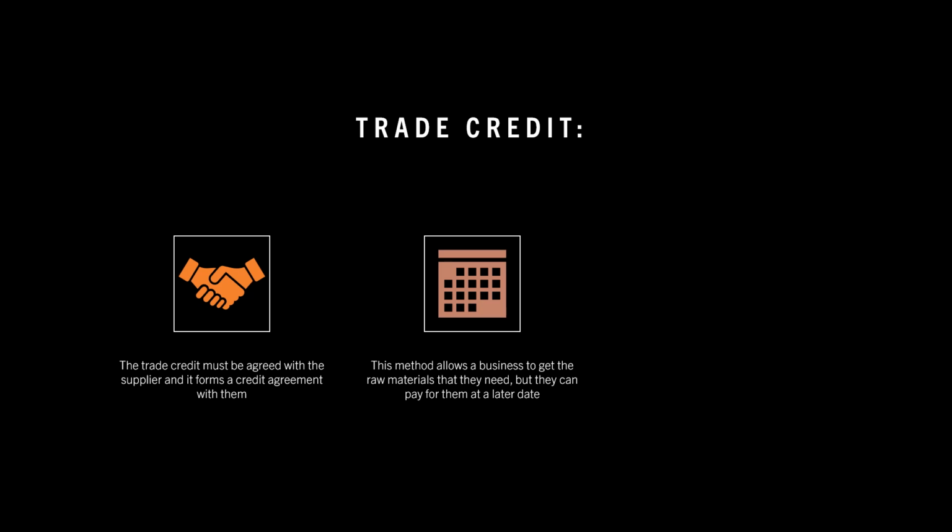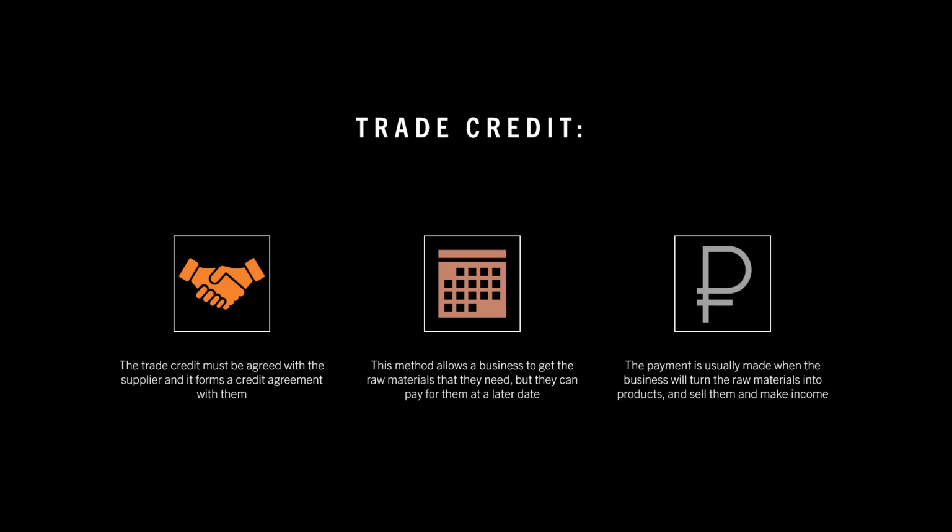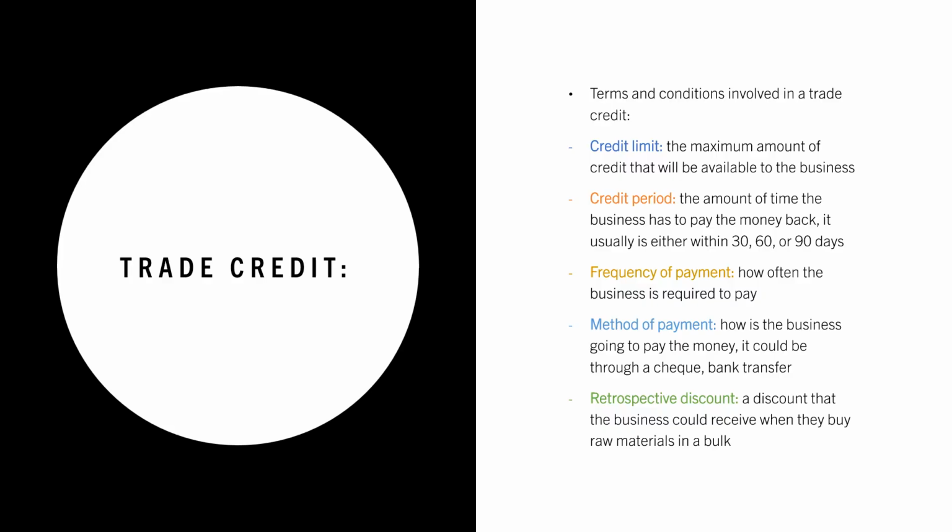Trade credit. The trade credit must be agreed with the supplier, and it forms a trade credit agreement with them. This method allows a business to get the raw materials that they need, but they can also pay for them at a later date. The payment is usually made when the business will turn the raw materials into products and then sell them to make income.